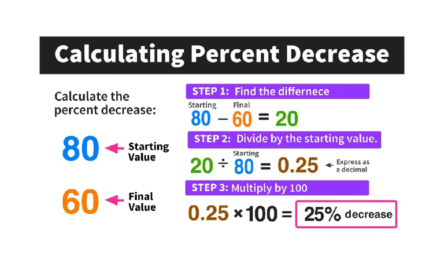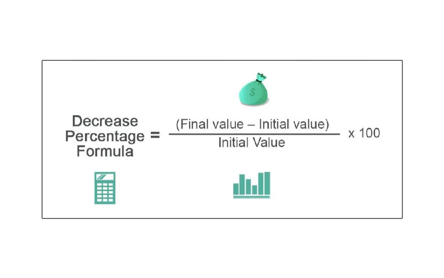How do you calculate the percentage decrease? Step 1: find the difference. Then 20 divided by 80, which is the starting value, gives 0.25, and then you multiply it by 100, so 25% decrease. You must know this formula for the percentage decrease. Or you can use this: final value minus the initial value, over the initial value, times 100. So this is the decrease percentage formula which everybody must know.